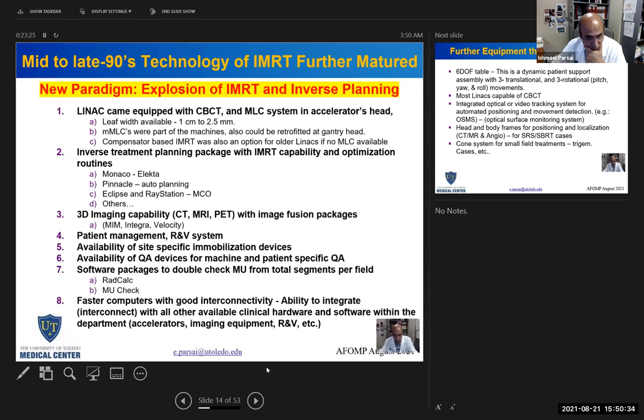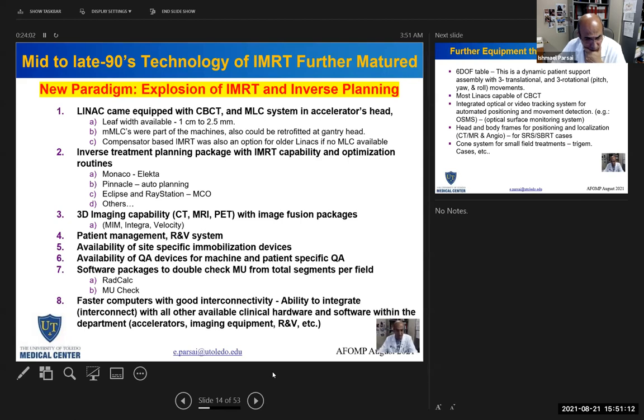Inverse treatment planning played a major role with IMRT capability and optimization. There were a number of treatment planning systems available. Computerized Medical Systems was purchased by Elekta and developed Pinnacle, which used to be probably one of the older treatment planning systems. And they kept adding features to it, such as auto planning. Eclipse and RayStation also added an MCO feature to their systems, originally designed by folks at RaySearch, and there are other planning systems that became available, but these are mostly what I am familiar with, and they were available here in the US.